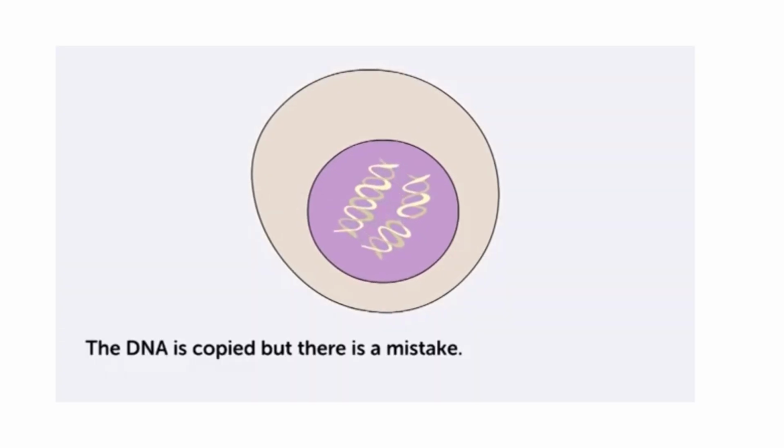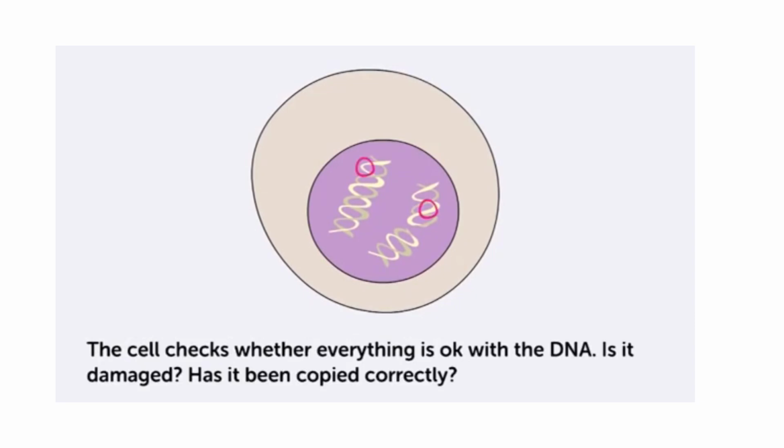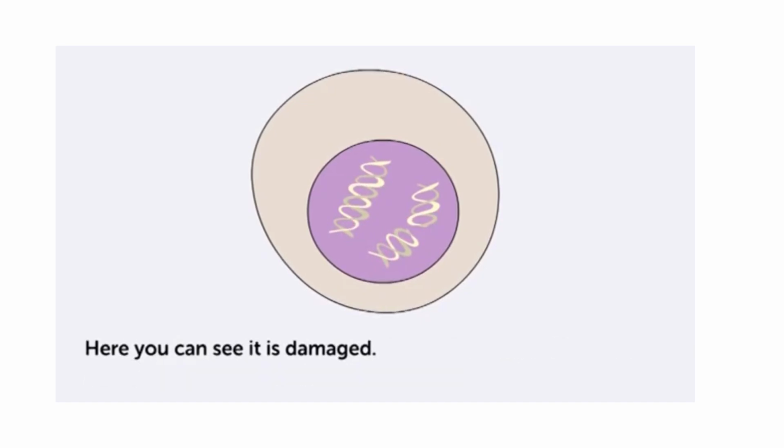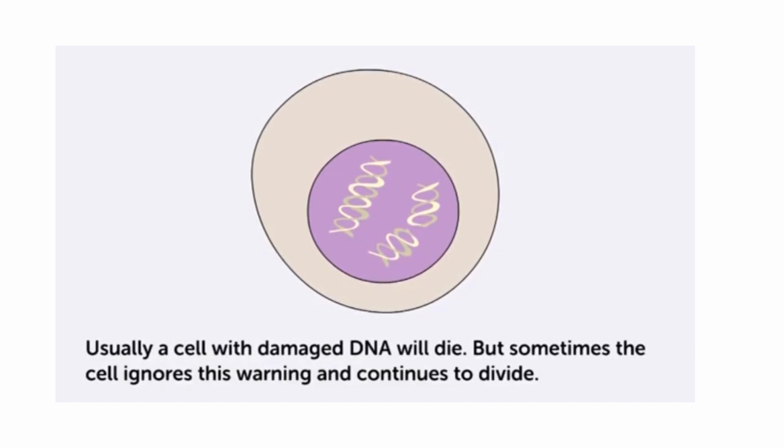The DNA is copied, but there is a mistake. The cell checks whether everything is okay with the DNA. Is it damaged? Has it been copied correctly? Here you can see it's damaged. Usually, a cell with damaged DNA will die, but sometimes the cell ignores this warning and continues.